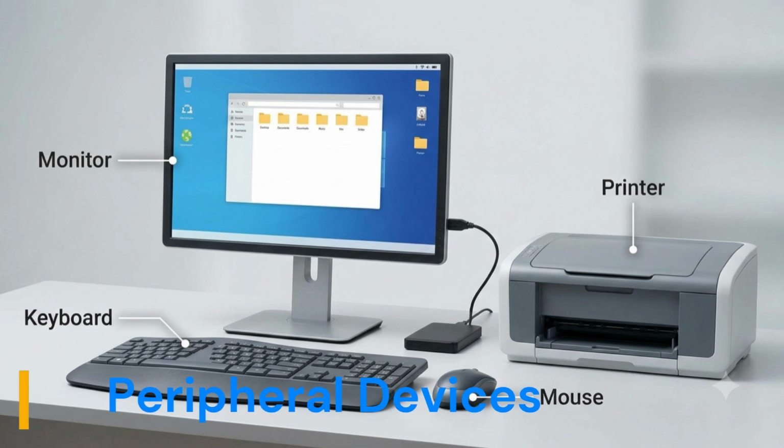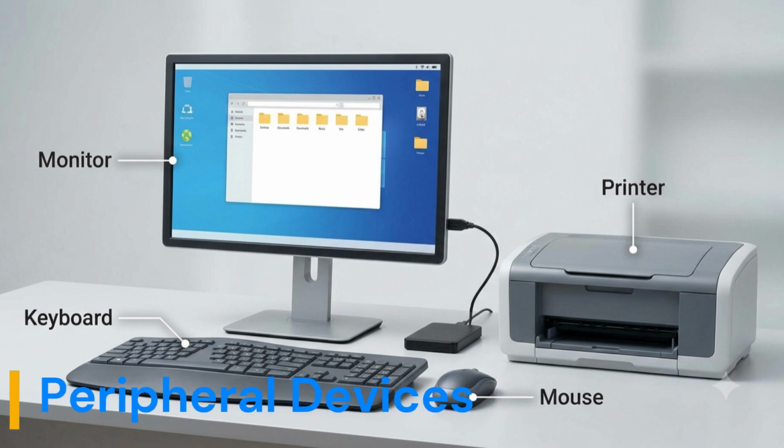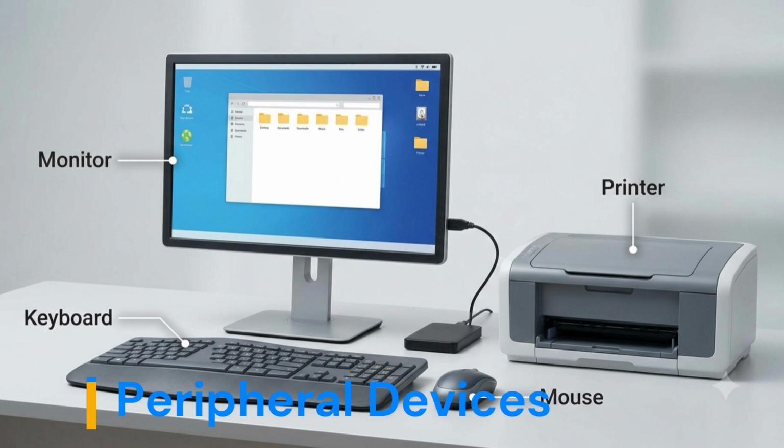Peripheral devices are external devices that make the computer easier to use. Peripherals are optional, add-on hardware that connect to the outside of the computer to expand its capabilities. Examples include headphones, external hard drives, drawing tablets, and scanners. They aren't required for the computer to turn on, but they make it much more useful.